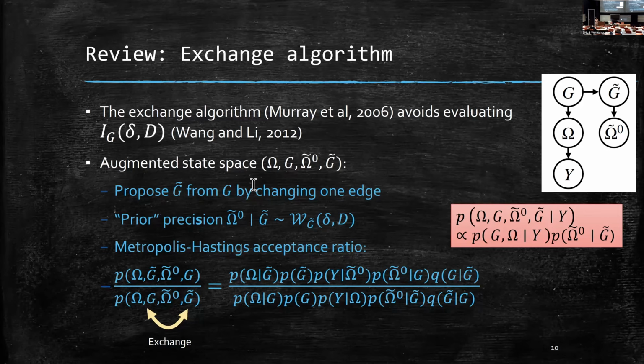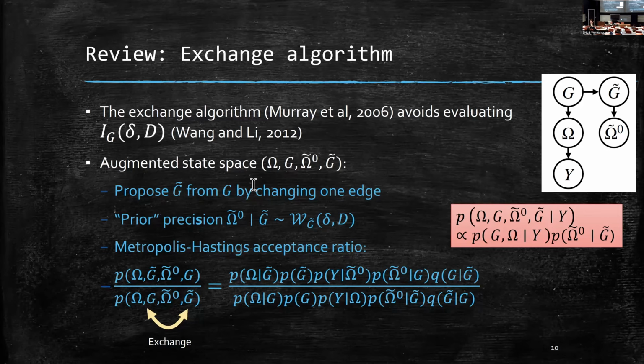Imagine a standard MCMC algorithm: you are in a current state G, and then you propose G tilde, your new graph, and then you do the standard MCMC acceptance, which is unfortunately hindered by the fact that you cannot evaluate the normalizing constants. Here, once again, you propose a new graph G tilde, but you work on an augmented space. So you also draw an auxiliary variable, in this case the precision matrix omega tilde zero, from the prior distribution. And you work on the space of omega, G, which is your current state, then omega tilde and G tilde, which is your proposed state.